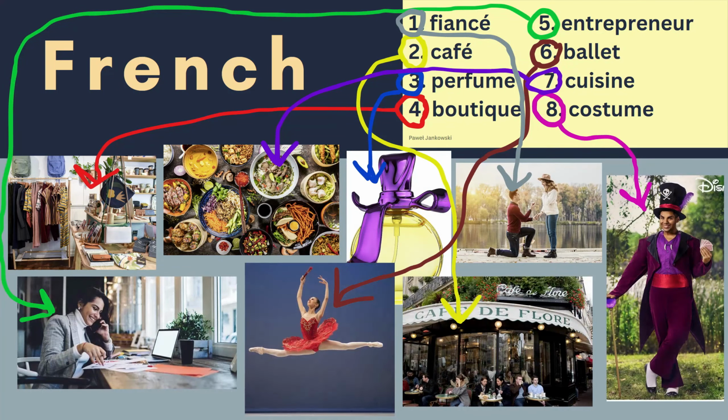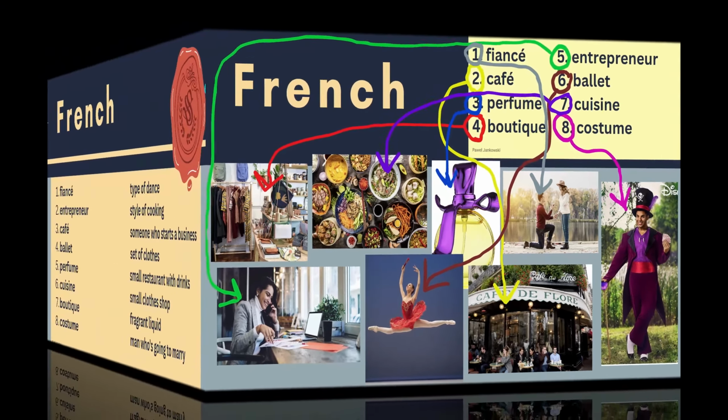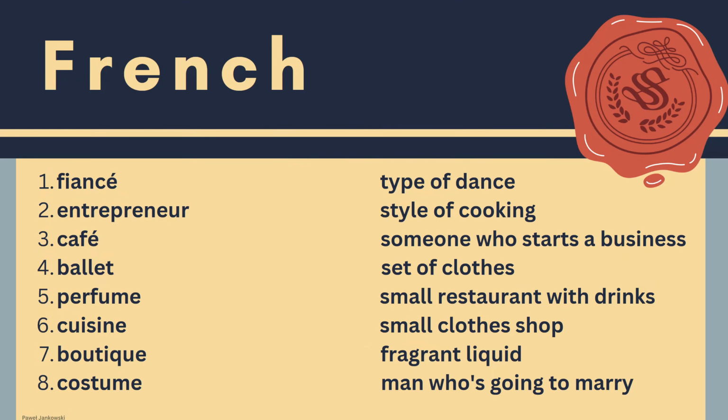Here are the answers. Are they the same as yours? Now, let's practice pronunciation of these words. Listen and repeat. 1. Fiancé. 2. Café. 3. Perfume. 4. Boutique. 5. Entrepreneur. 6. Ballet. 7. Cuisine. 8. Costume.